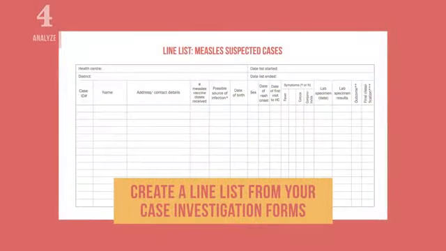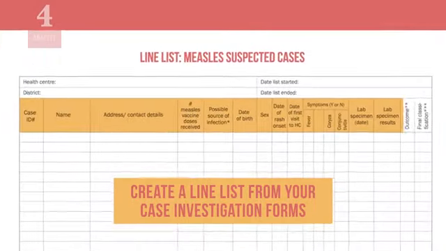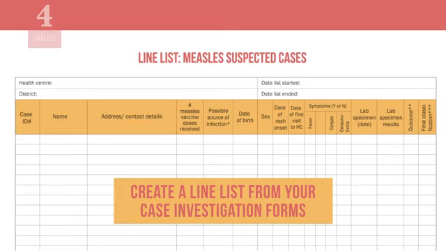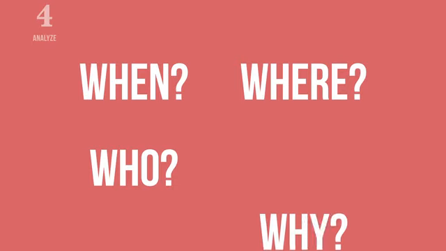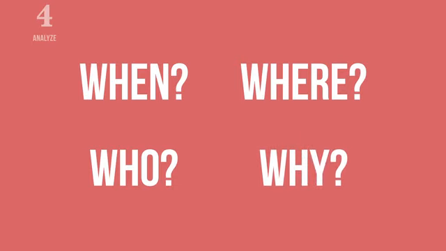Create a line list from your case investigation forms showing each case's name, age, address, sex, immunization status, other risk factors, and lab results. Like when analyzing higher-level surveillance data, it is important to answer these questions when you are investigating an outbreak. When did people get sick? Where are they located? What populations are affected? And what are some possible causes?